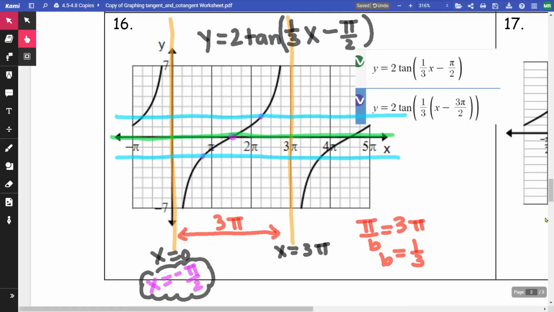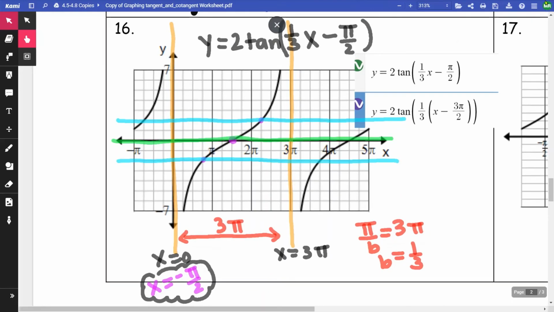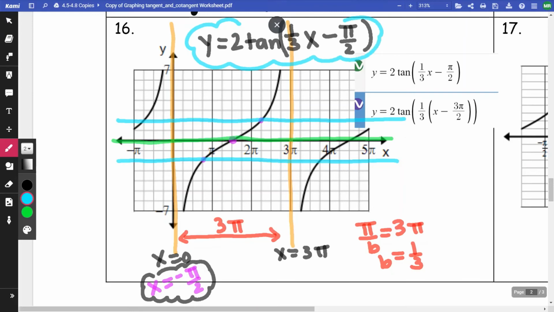So I just copied it from the thing. Again, this one here was the first one that I typed in right here. When I was doing this, I was thinking this asymptote should have been at negative pi halves. It got shifted to the right pi halves. So I shifted it to the right pi halves with this minus pi halves.